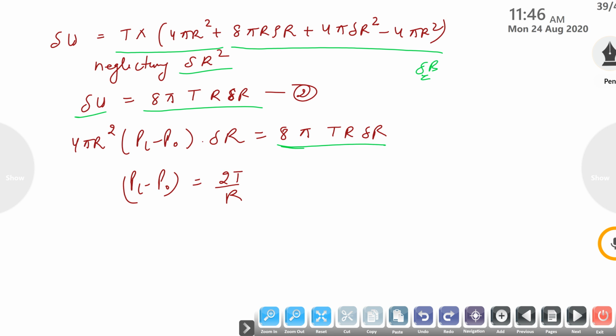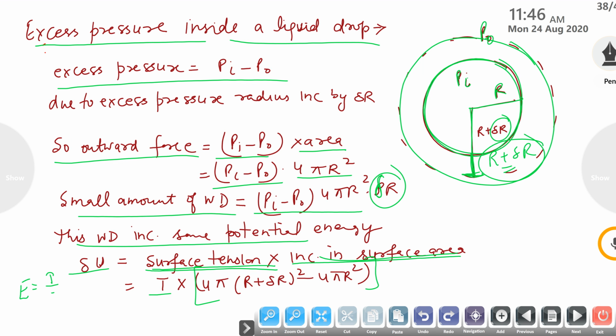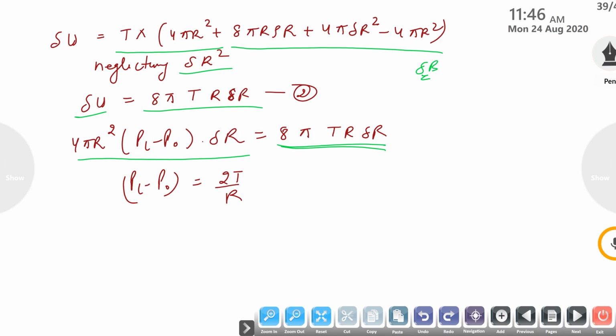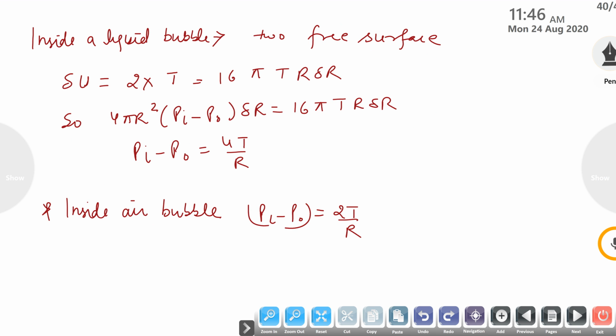As this is due to the excess pressure, look at the previous slide, this value is the work done. So I have simply compared this, equal to the change in potential energy, meaning work done is simply your potential energy, and from here I can simply find the change in pressure. Pi is the inside pressure, P naught is the outside pressure. It is given by 2T by R, by simply solving this equation.